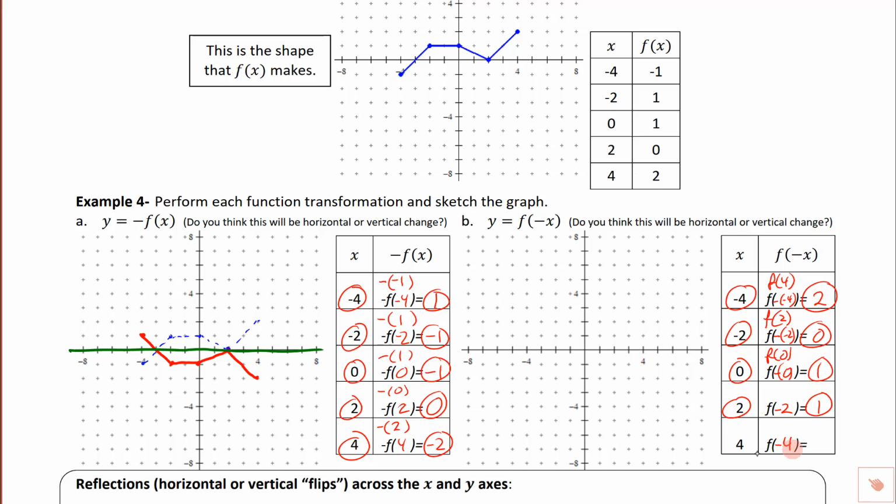We're going to put a negative in front of it. So this is going to be f of negative 4. F of negative 4 is negative 1. So these are the ones we're going to graph. Now, let's see what we've got here.